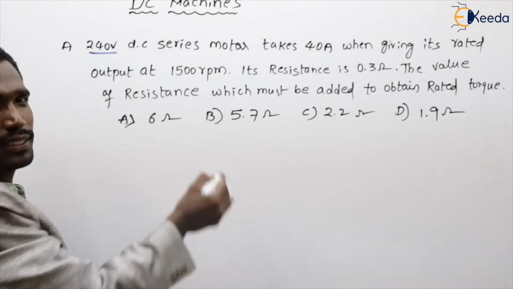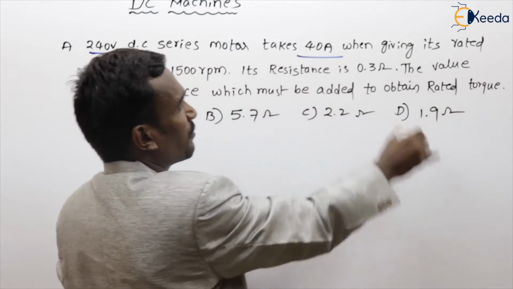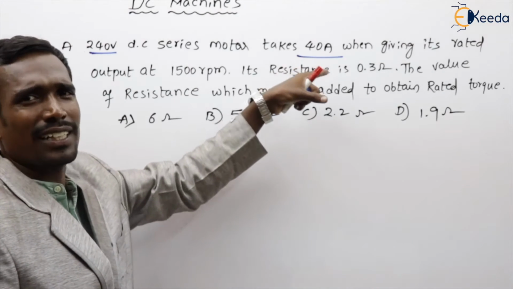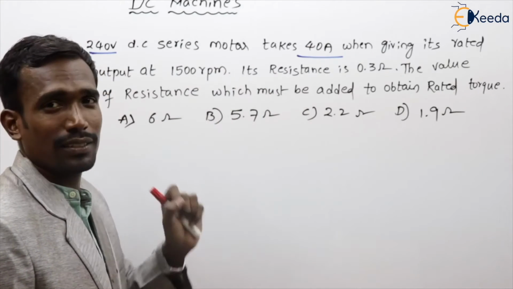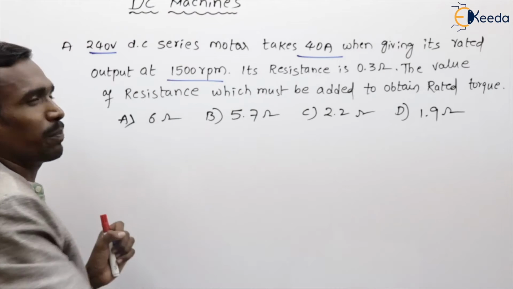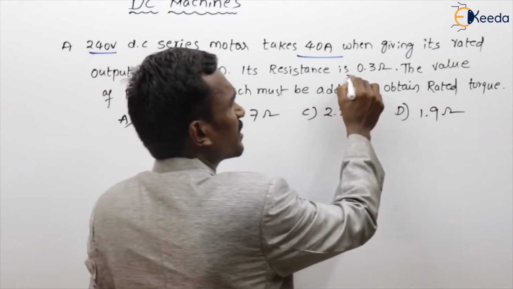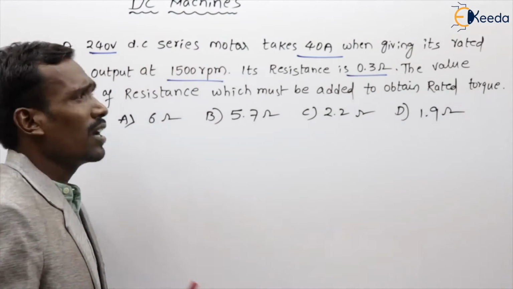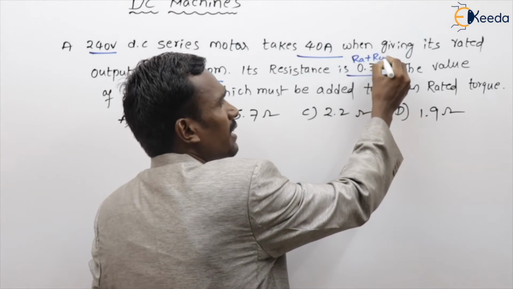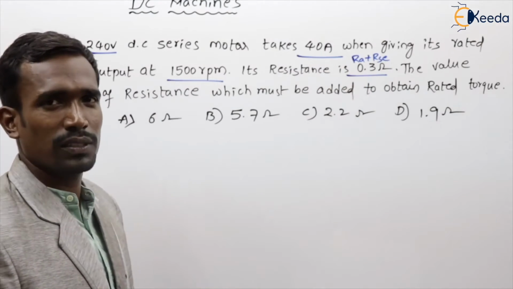At 240 volts, the given supply voltage, a DC series motor takes 40 amperes. What is 40 amperes? It is the armature current or line current; both are the same for a series motor. It is giving its rated output at 1500 RPM. Its resistance is 0.3 ohms. This is the armature resistance plus the series field winding resistance. The complete resistance they have given is 0.3 ohms.